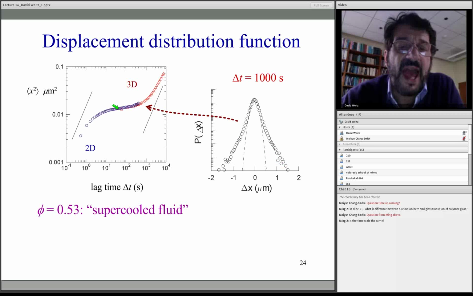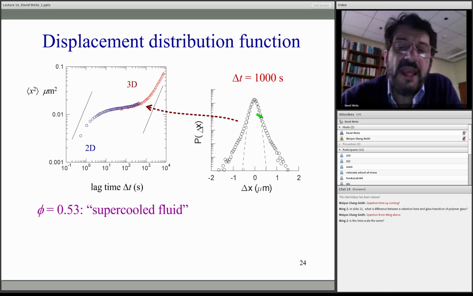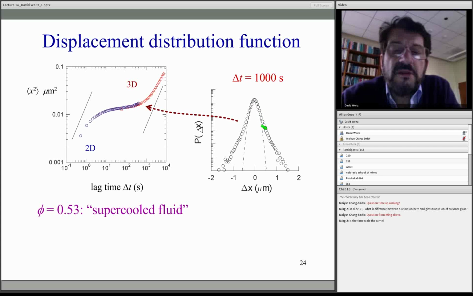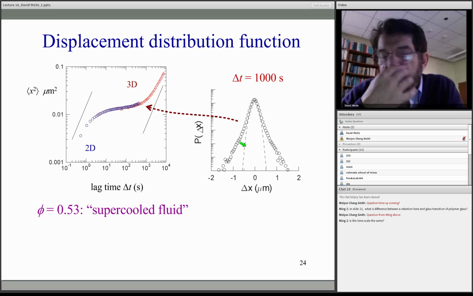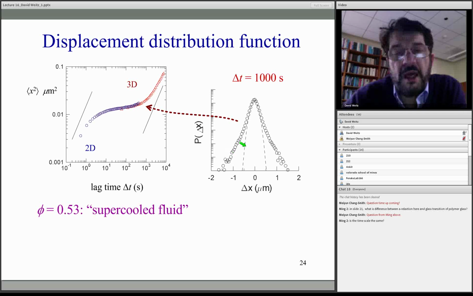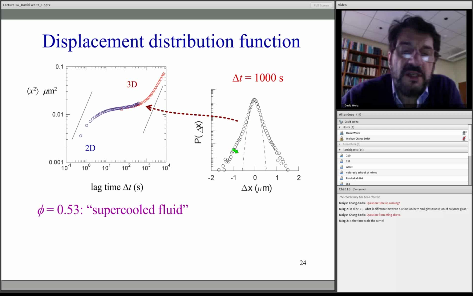This is exactly reflecting what we saw in the trajectories. That is, most of the steps were small because you were trapped in the cage, and so the dominant number of steps are in here. But every once in a while you take a very large step, and so there are some very large steps, and they're much larger than you would expect if you had simply diffusive motion. So you have this very non-Gaussian contribution.